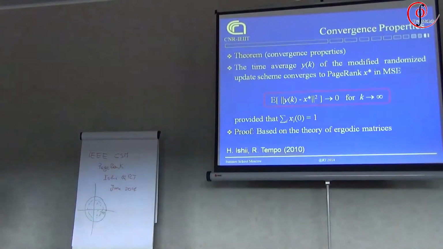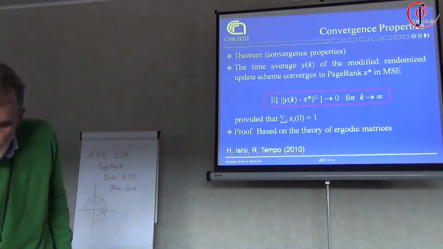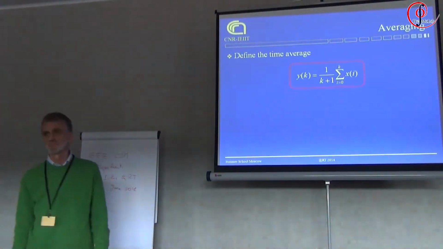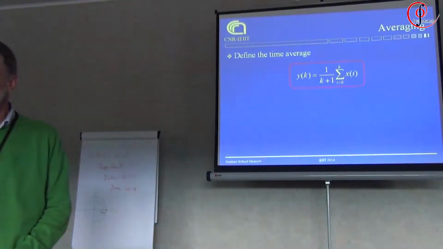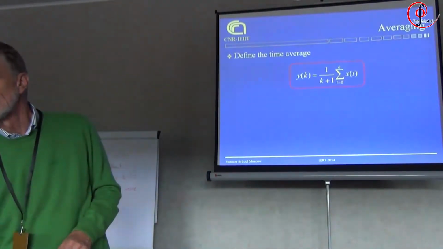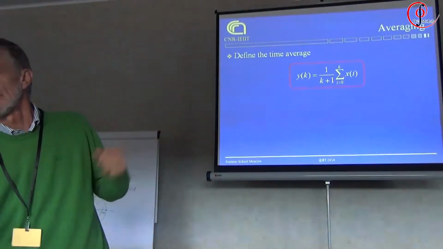What is the rate of convergence of such convergence? 1 over k. 1 over k? Very slow. I guess 1 over k is the power of 2. Yeah. Power 2. In fact, there are issues on how you can improve the rate of convergence.